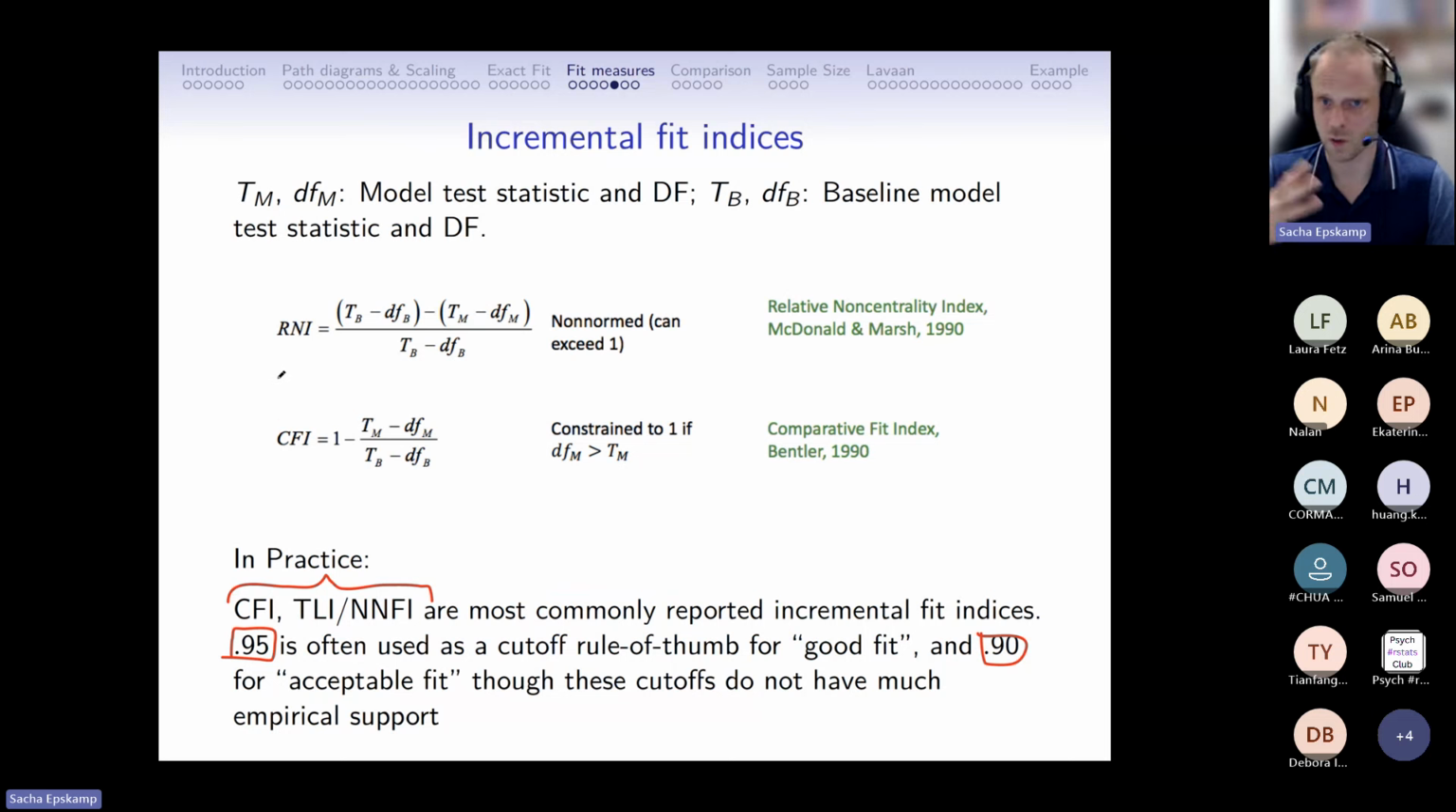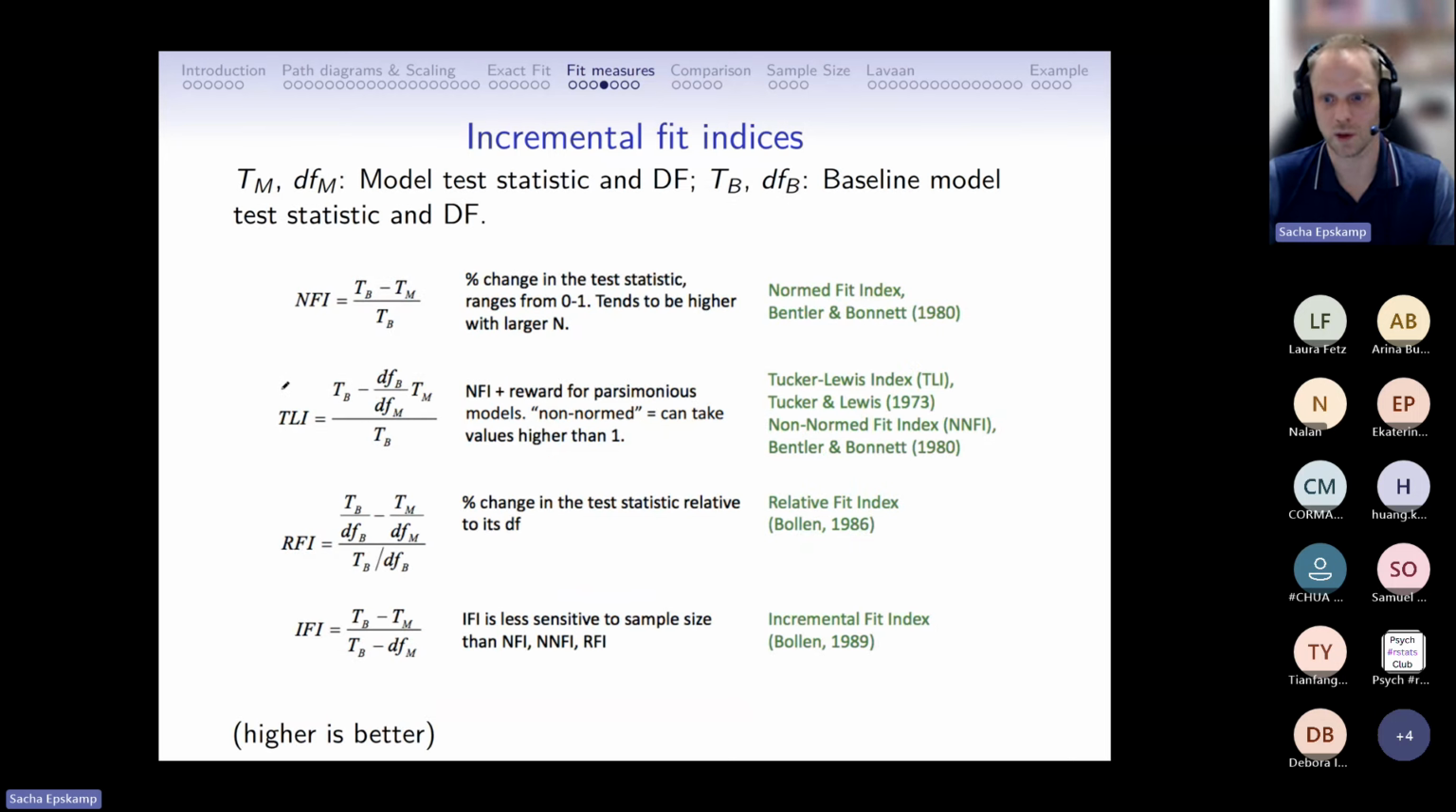Usually they will be very strongly aligned. It's very rare to see one indicating bad fit where others are indicating good fit. But if that happens, it might be interesting to see what's actually happening in that one index, and maybe read the literature: when is that going wrong? Is that something to worry about or not? So it's good to look at all of them, but they basically have the same interpretation: higher should be better.